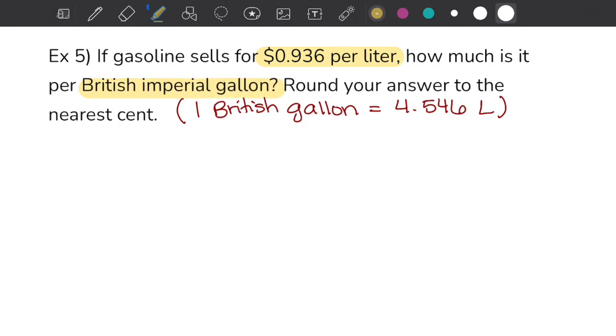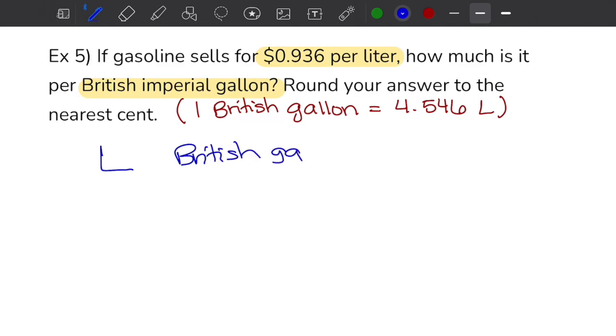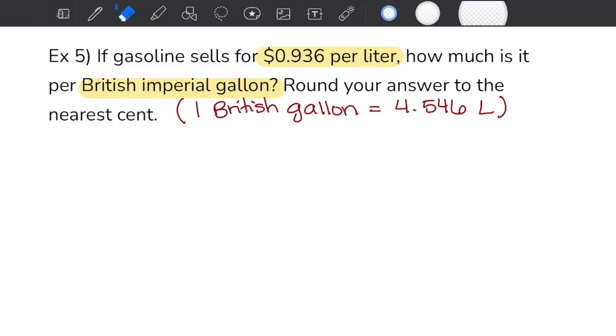Now, if you look at your formula sheet, there is no comparison between liters and British gallons. I have a comparison for British gallon and US gallon, and I have one between liters and US gallons, but there isn't one for British gallon and liters. So here it is provided for you in the question, okay? If you notice that there's an issue and you can't find a conversion, always ask your teacher and we can help you find it or figure it out.